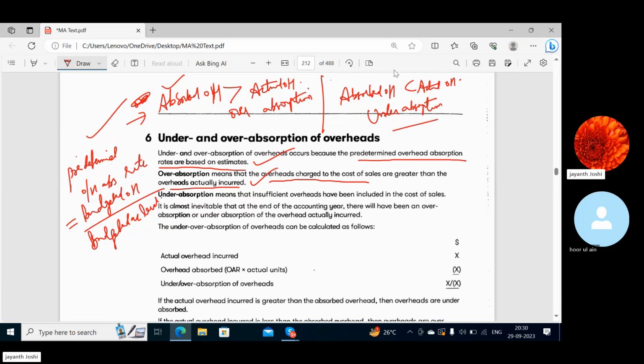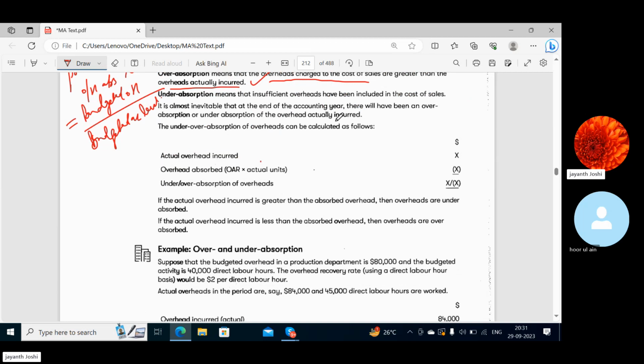Very clearly understood. Let's say the absorbed overheads is $1,000 and actual you have incurred 800, so it is over absorption, right? You have shown 200 extra. Here if it is 800 less than 1000, here you have shown 200 less, under absorption, right? So if you have made a note of this, this is the thing you can see.